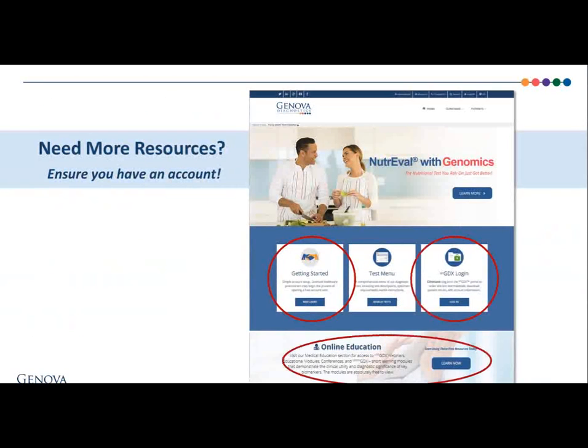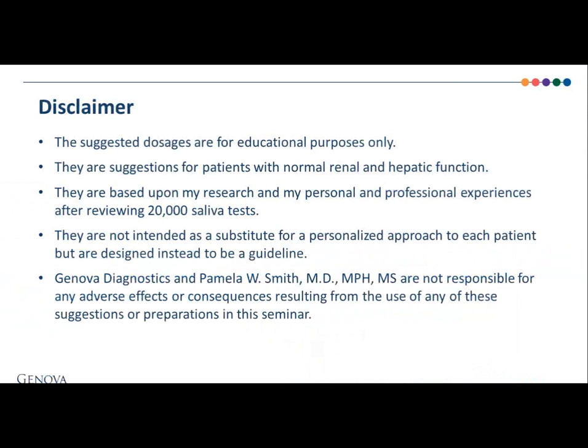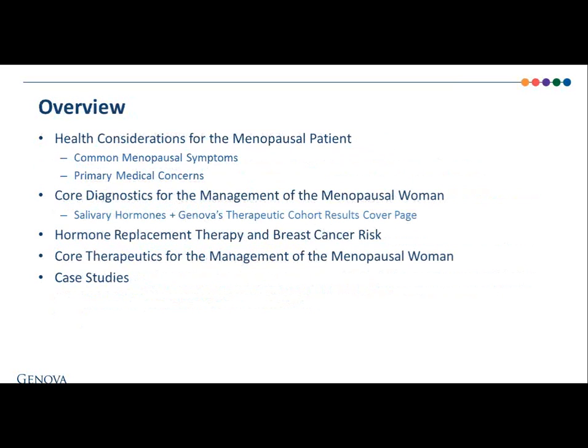When we look at menopausal and perimenopausal women, first of all, this is from my research. These are suggested dosages for educational purposes only. They are for patients with normal renal and hepatic function, and they're based upon my research, personal and professional experiences after reviewing 20,000 saliva tests over 20 years. They're not intended as a substitute for a personalized approach to each patient, but they are designed to serve as a guideline. Myself and Genova are not responsible for any adverse effects or consequences from these dosages, but they have been used for 20 years and it's a great place to begin.